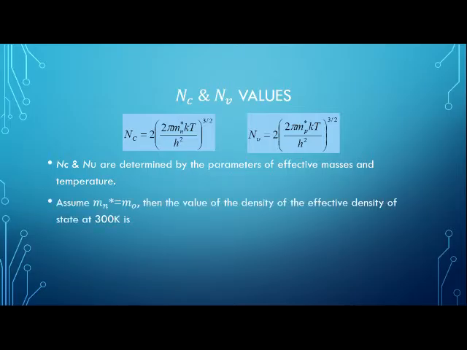It is determined by the parameters of effective masses and temperature. Assuming m*n is equal to m naught, the value of the effective density of states at 300 Kelvin is Nc equal to 2.5 into 10 to the power 19.